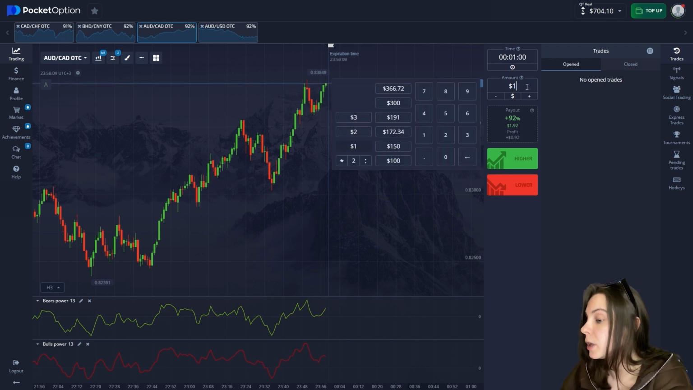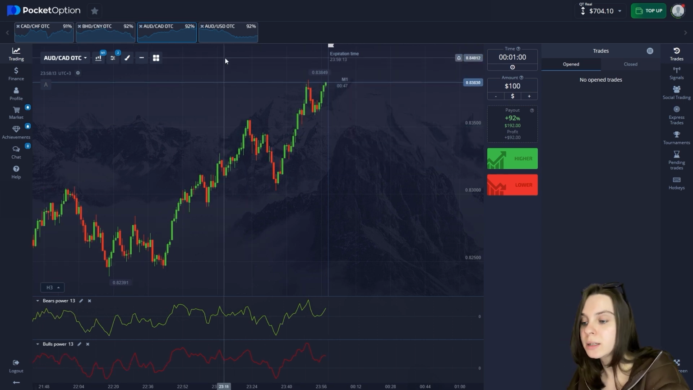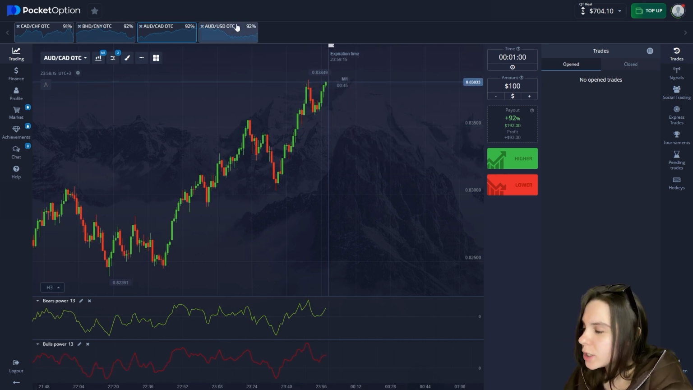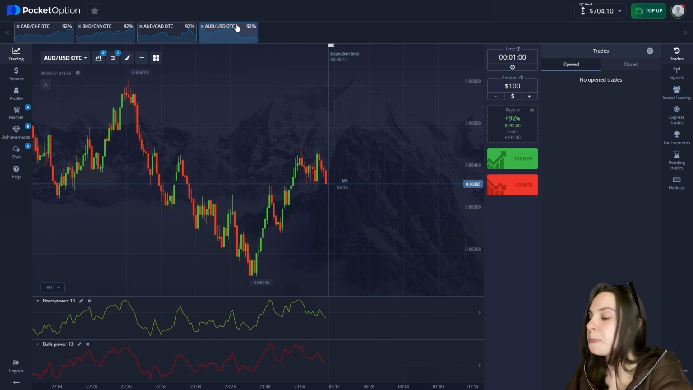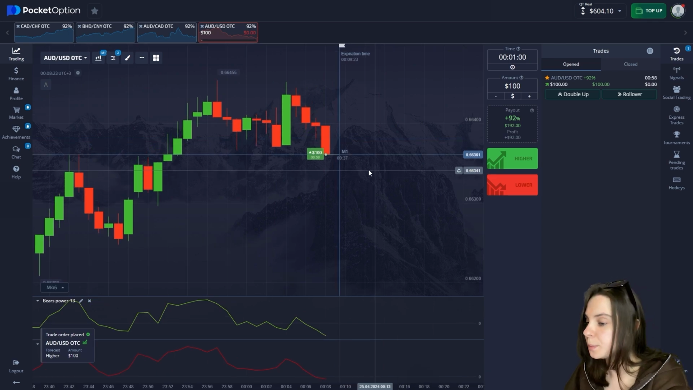And at this moment, we have $704.10, and let's for now reduce the transaction amount by $100. Let's slightly reduce our risk and move on to the fourth currency pair.